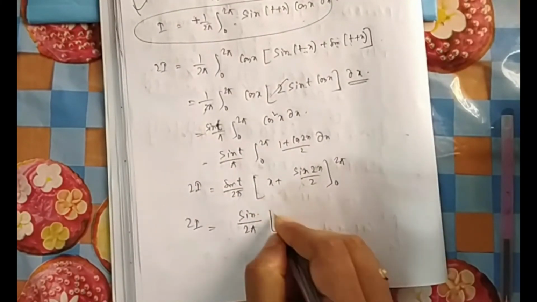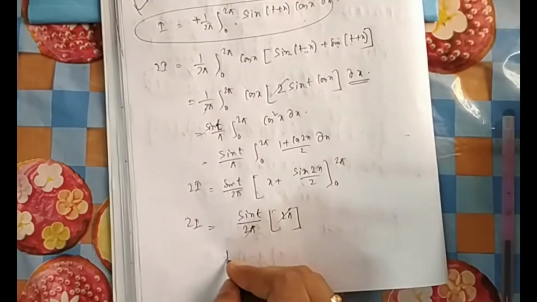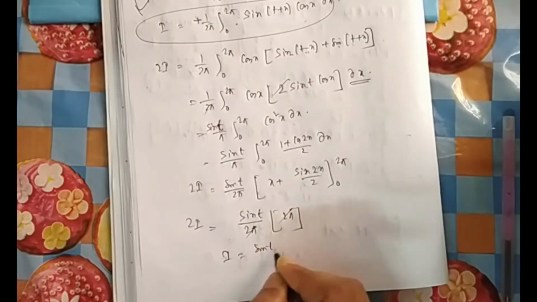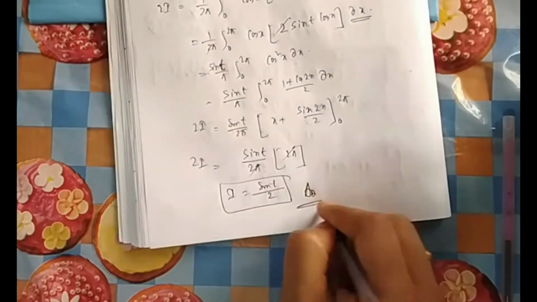it will be 2 pi. So 2 pi cancels, this is sin t. So your I is equal to sin t by 2. So this is the answer. The answer of the integration is sin t by 2, that is your option D.